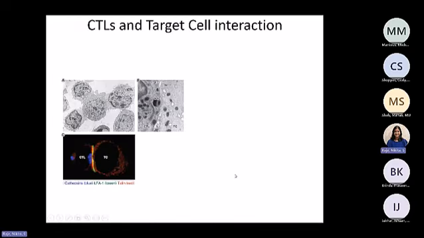This figure is just showing some of that interaction between CTL and target cell and that immunological synapse. Same thing in figure C. You can see that synapse between the target cell and the CTL.